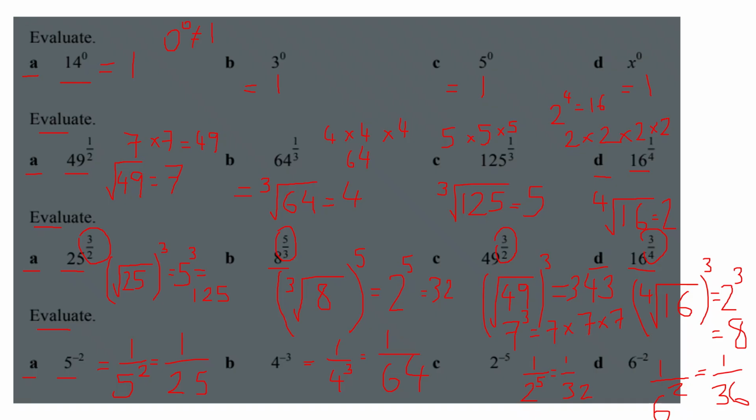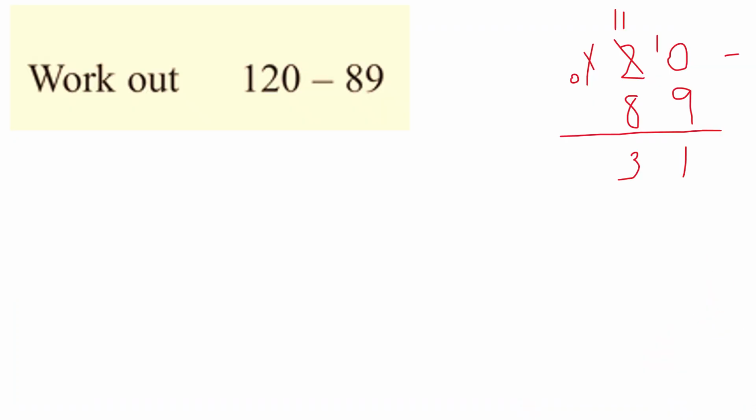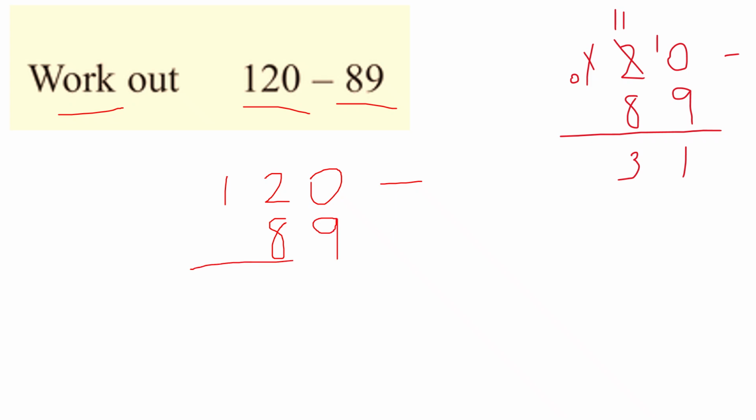That is working with negative and fractional powers and powers of 0 in this slide. Final part for today, which I've done there, was to work out 120 minus 89, so we can do our column subtraction. Again, it's there if you take a screenshot. So we've got 120, we're going to take away 89, working from right to left.